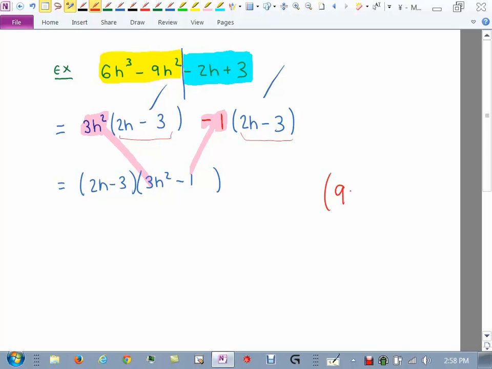If I had this instead, could I have gone further with that? Yes, because 9 is a perfect square, h is a perfect square, and 1 is a perfect square. And then that would have been able to go further. But because of that 3 right there, not being a perfect square, it won't go any further. So we're pretty much done there.